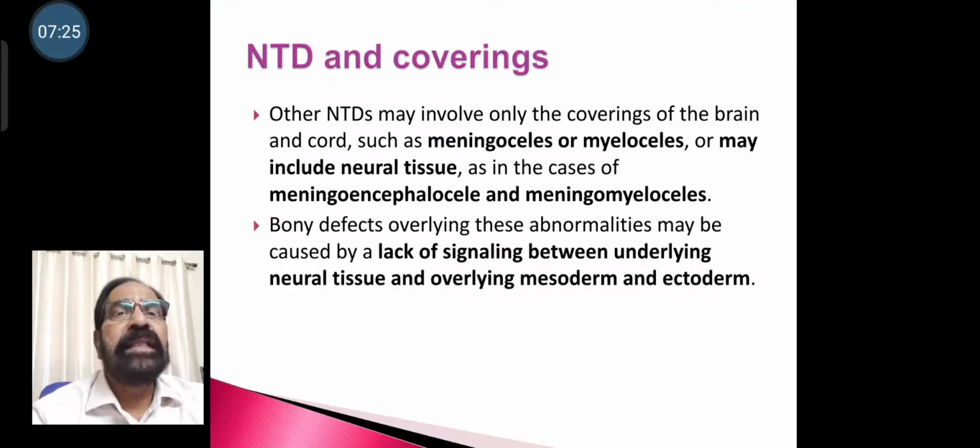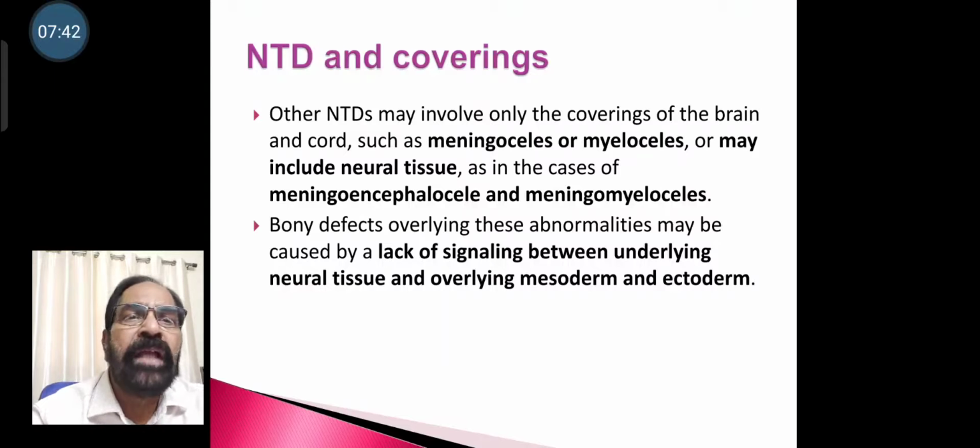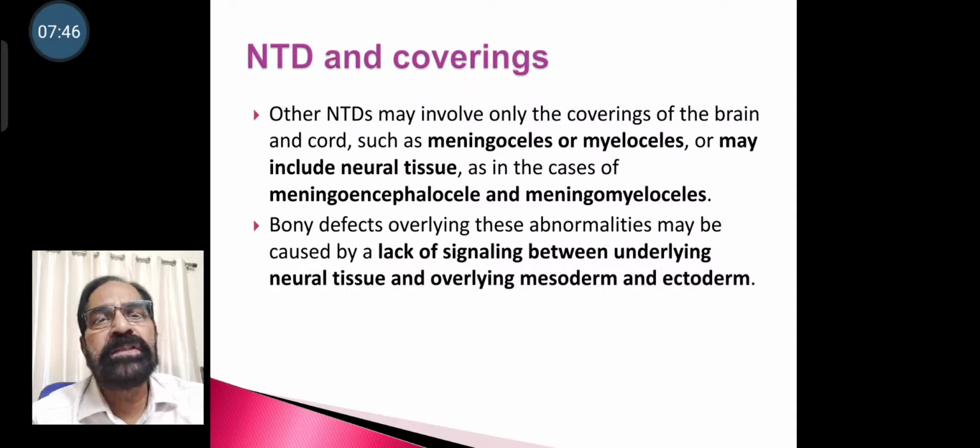Neural tube defects and the coverings. Other neural tube defects may involve coverings of the brain and cord, such as meningocele and myelocele, or may include neural tissue as in the cases of meningoencephalocele and meningomyelocele. Bony defects overlying these abnormalities may be caused by lack of signaling between the underlying neural tissue and the overlying mesoderm and ectoderm.